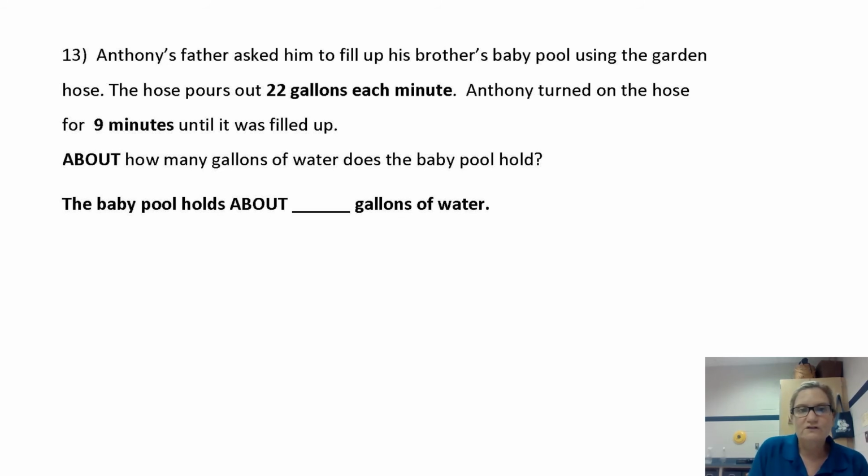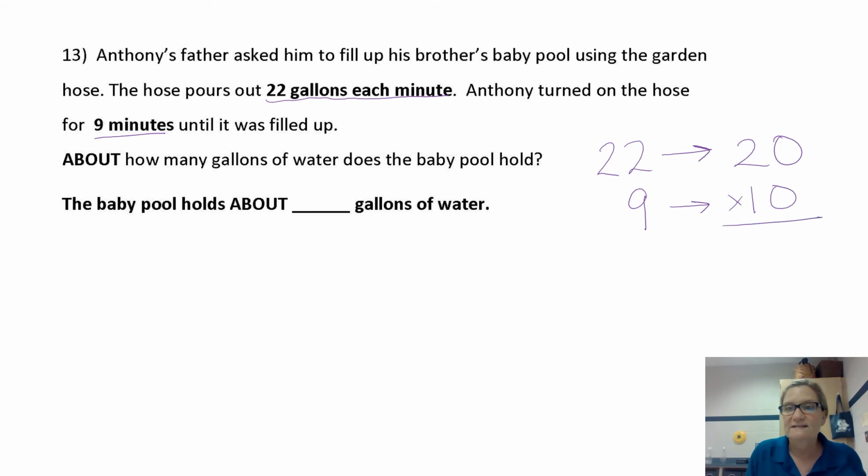Now remember, the word about means we can estimate. So we know that it's 22 gallons each minute, and he had the hose on for 9 minutes. We're going to estimate, so we're going to change 22 to an estimate of 20 and 9 minutes to an estimate of 10. We multiply that together, 0, 0, 0, 0. 2 times 1 is 2. So that would be about 200 gallons of water, which, believe it or not, is about how many gallons are actually in a baby pool.